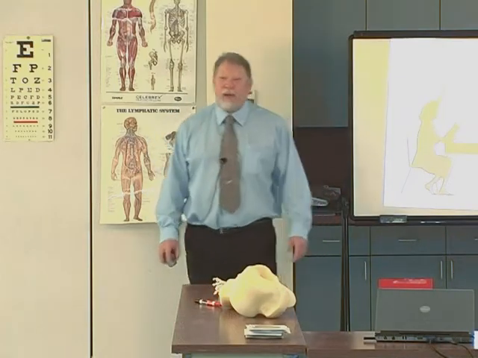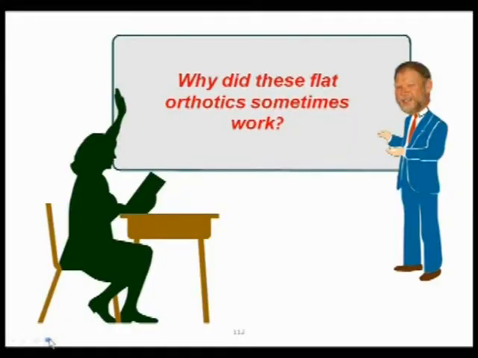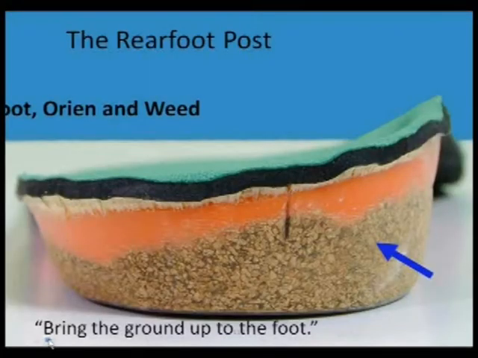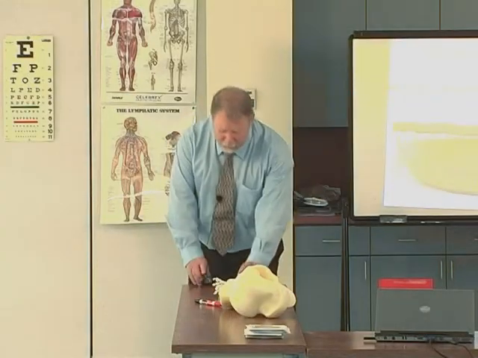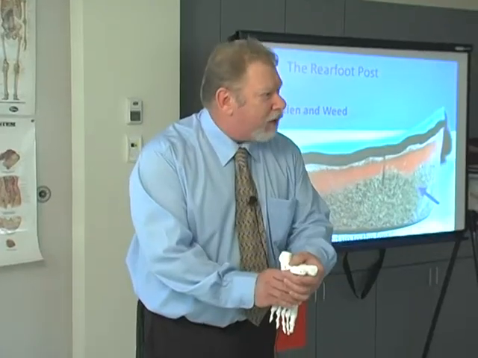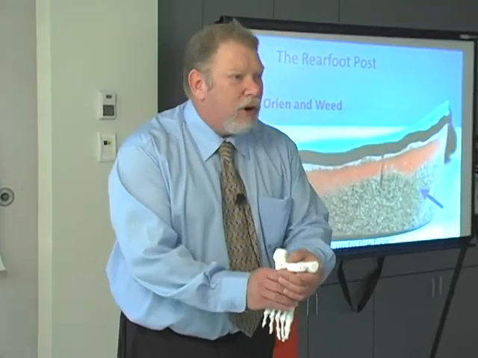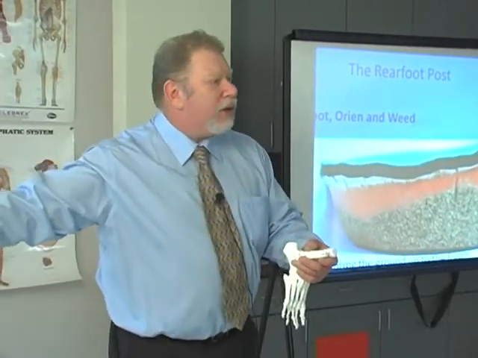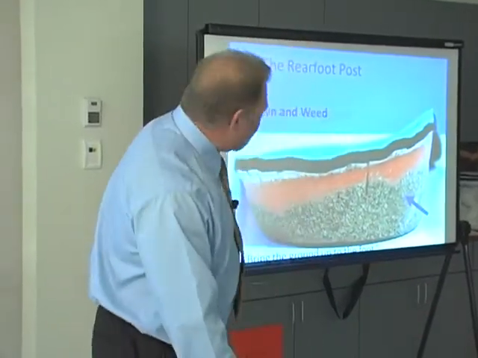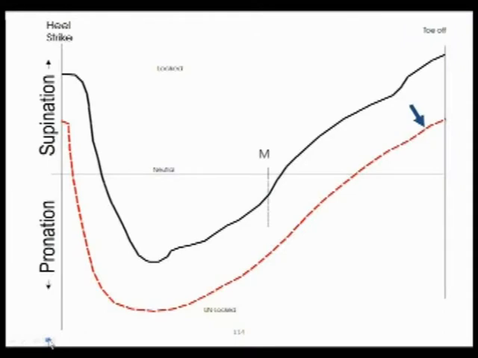So why did these flat orthotics that I was trained to do back in New York, why did they work? I was taught we put a rear foot post on. Because Root looked down at the back of the heel, as I did, and noticed the heel was inverted, rear foot varus, and he noticed that rear foot varus correlated very well to pathology. So the answer must be, let's bring the ground up to the foot. It makes sense. And besides, can you control pronation over here? It's already happened. Here it's happened. Here it's happened. Even here it's too late.